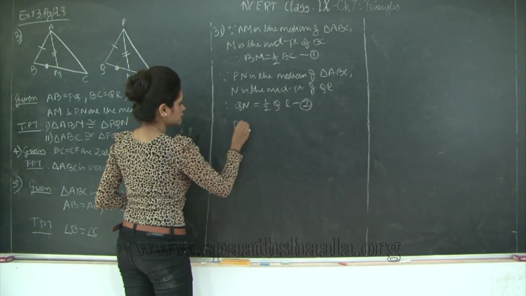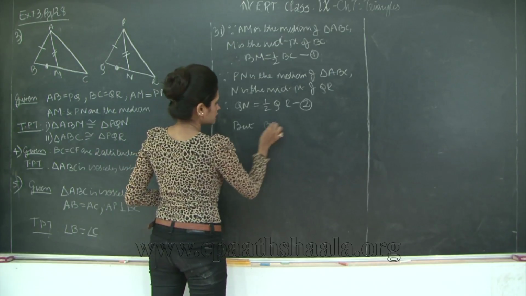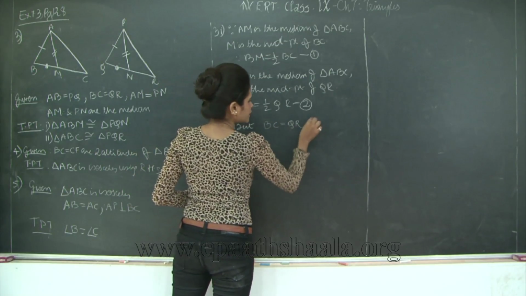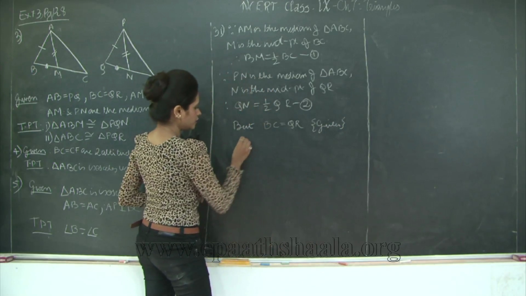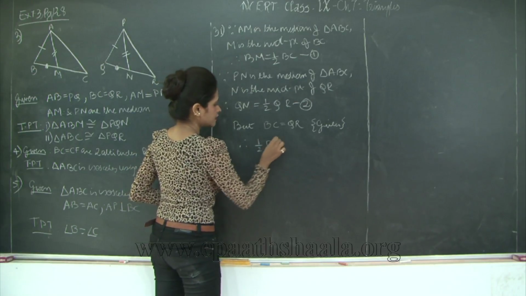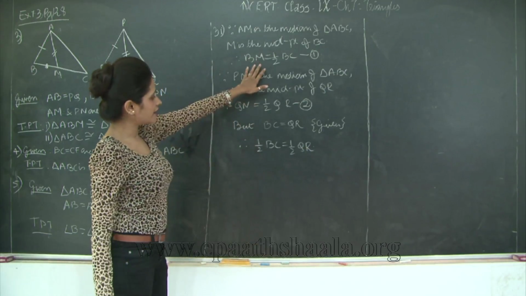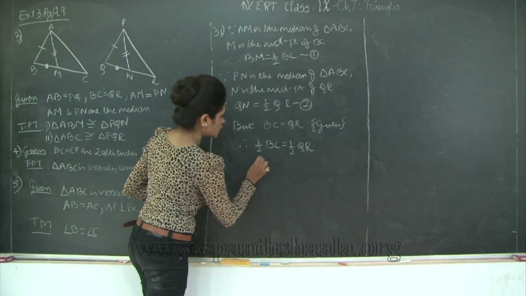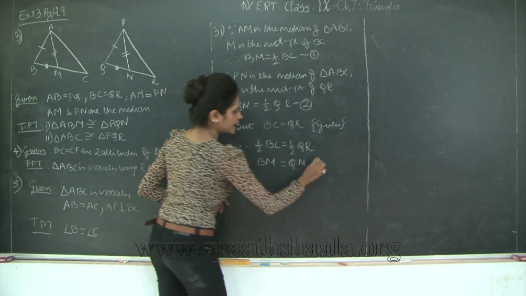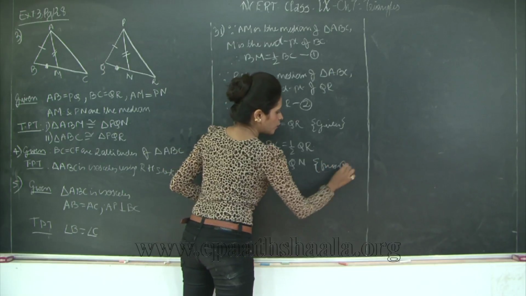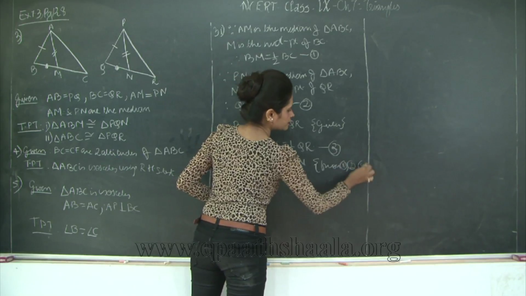But we've been given that BC is equal to QR, which is given, correct? Therefore, half of BC is equal to half of QR. But what do we have? Half of BC is BM, so BM is equal to half of QR, which is QN, and I'll say from 1, I'll mark this as 3. So from 1, 2 and 3.